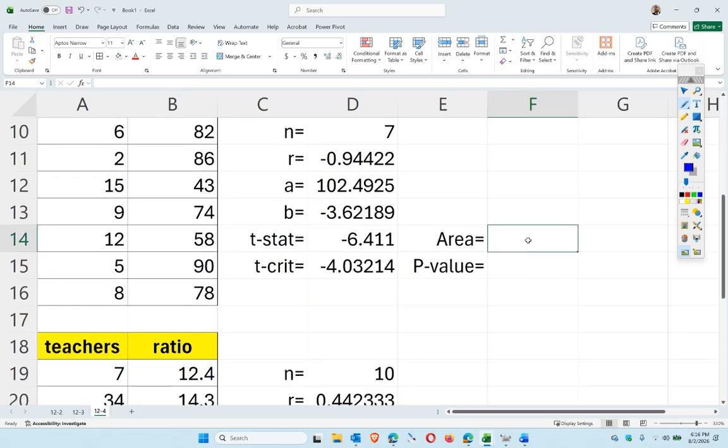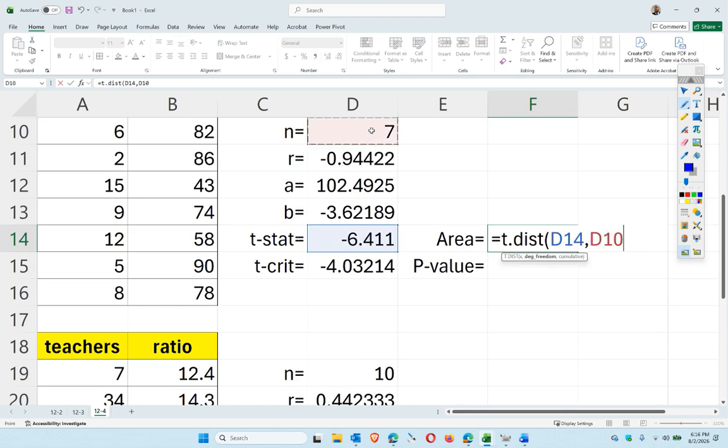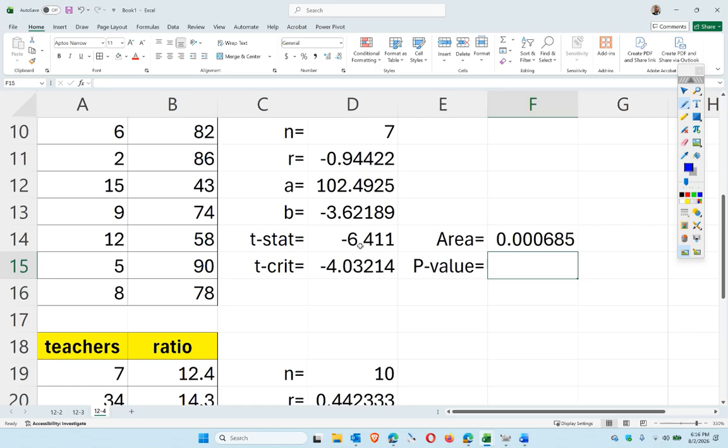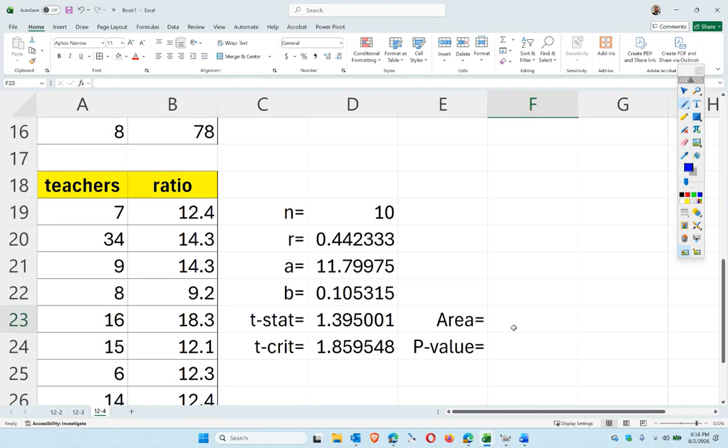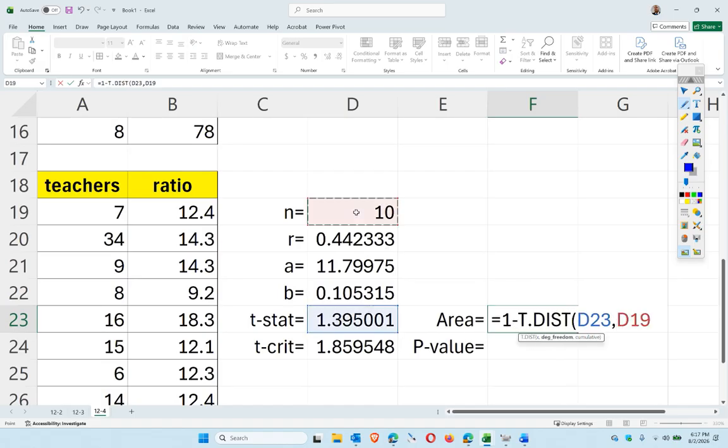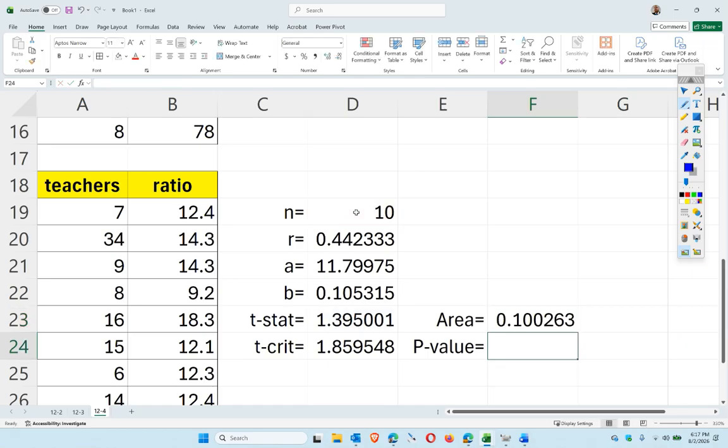So if I do this one, it's t dot distribution. Click on this, comma, degrees of freedom minus 2, comma, true. And I get this one. Notice I didn't do 1 minus because this is a negative 1, right? And then if I do the last one, it's a positive 1, so I'm going to do 1 minus t dot distribution. Click on that value, comma, degrees of freedom minus 2, comma, true. And I get that area there.